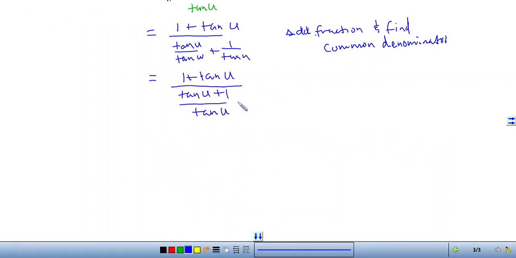Okay, what you want to do next is write it as your normal division problem. So I don't like to write it like this. When you have a numerator over a fraction, we tend to write the fraction like so. So we're going to go divided by tangent u plus 1 over tangent u. So this is just rewriting it. Right, so rewrite.